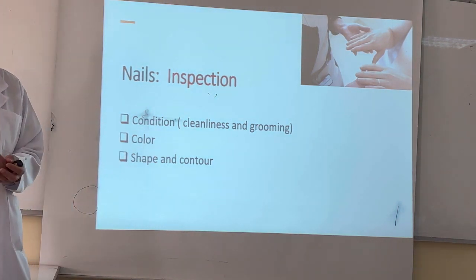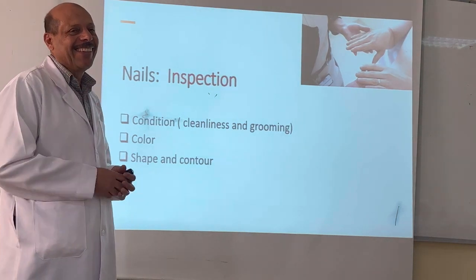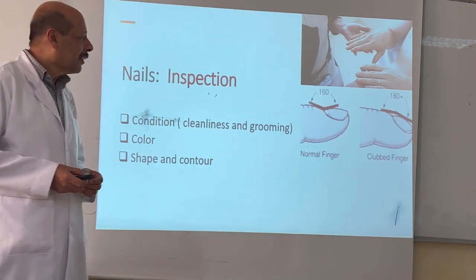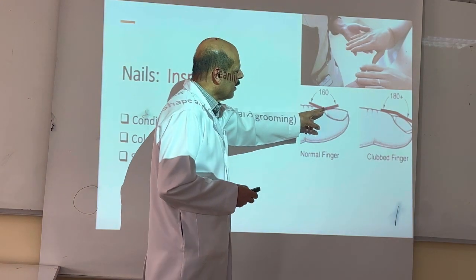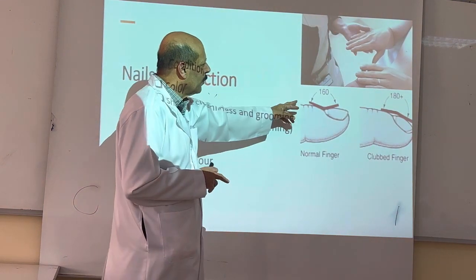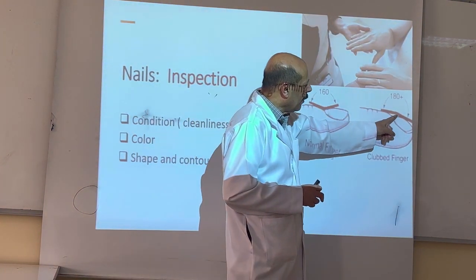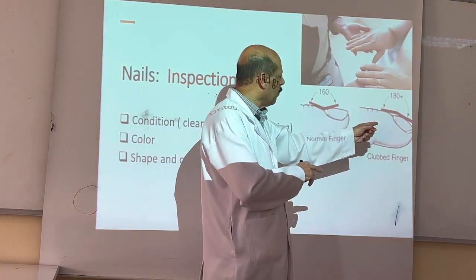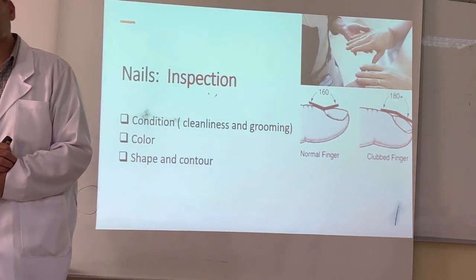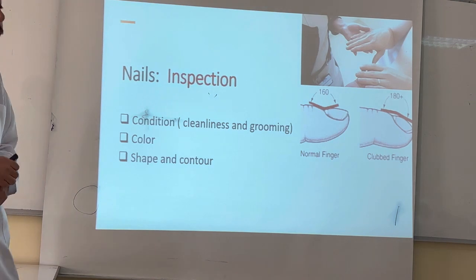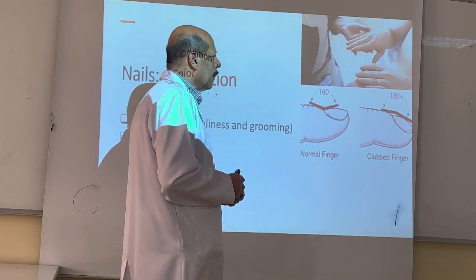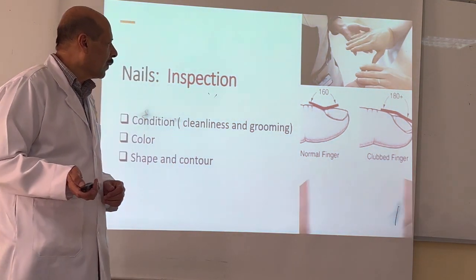Surgical removal, not pulling it. So surgically there. So this is the normal angle that is between the base of the nail and the skin. It is 160 degrees. See here, we call it clubbing of the finger when it is more than that. It is due to cardiovascular diseases. We call it clubbing of the finger. This is for cardio.